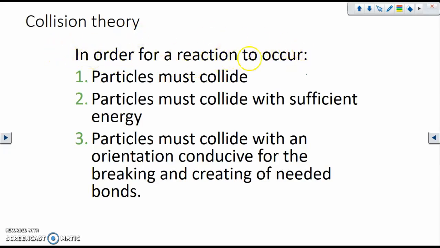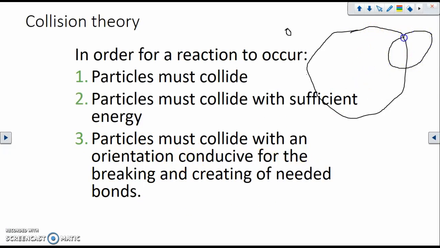The other thing is surface area. If I have a big blob, this is a very small surface area as compared to a small blob. The reason surface area matters is because of number three, the correct orientation. If this is the reactive portion of the blob, other particles are going to collide with it, and the likelihood of them hitting this correct area is going to be less.